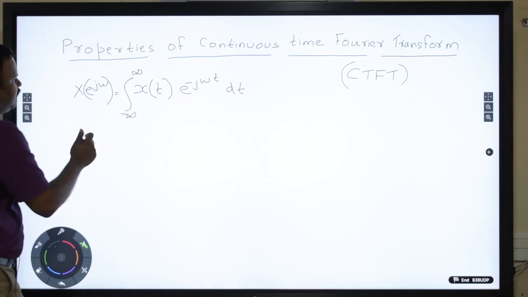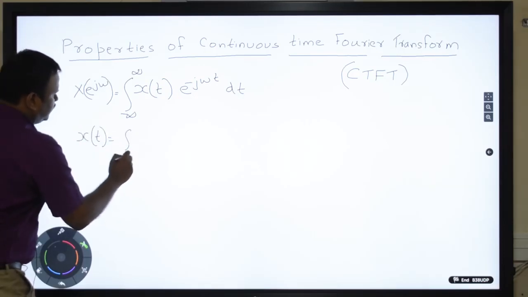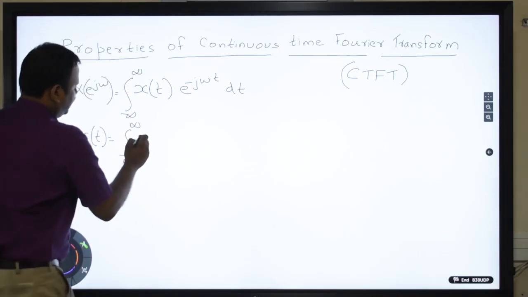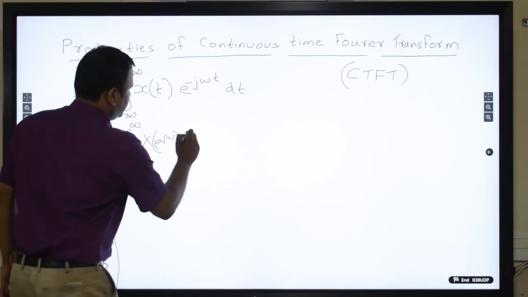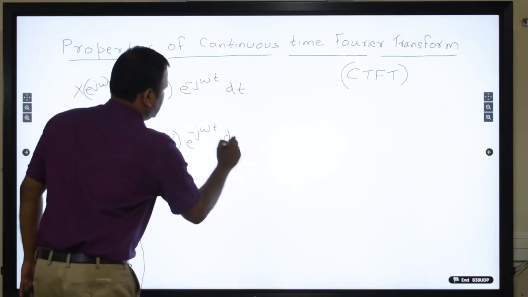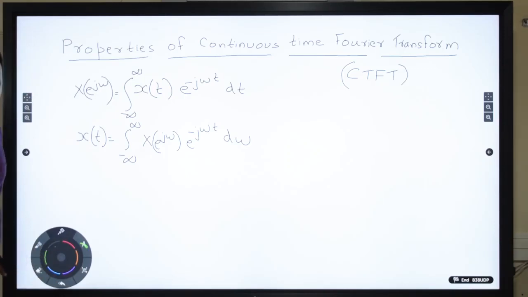Similarly, there exists an inverse transform given by x of t equal to integral from minus infinity to infinity X of e raised to j omega e raised to j omega t d omega. Now, we see the properties one by one.